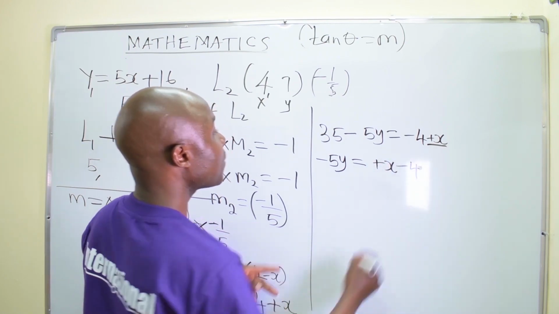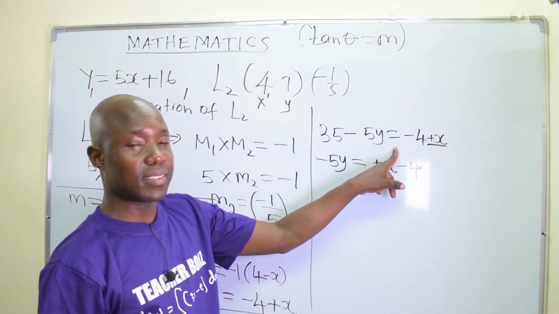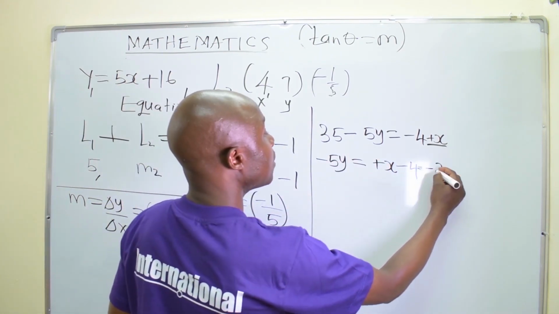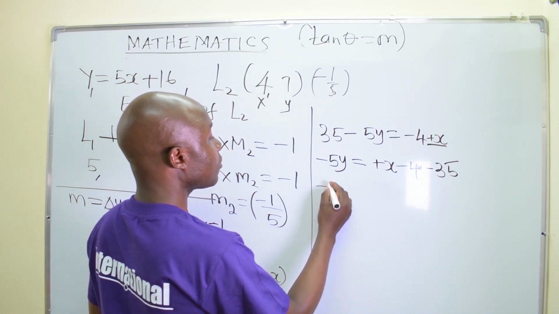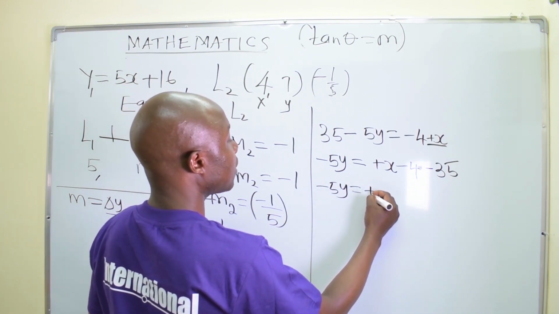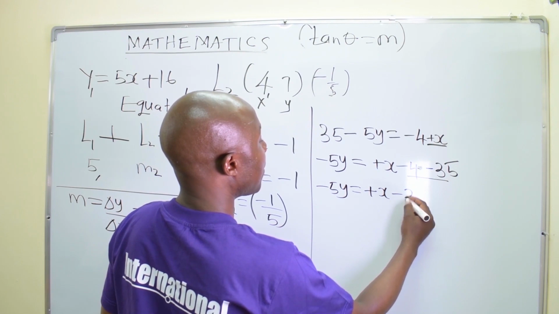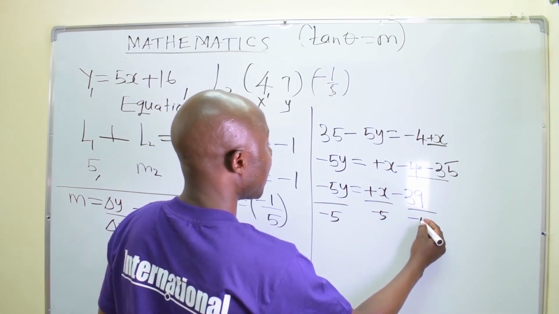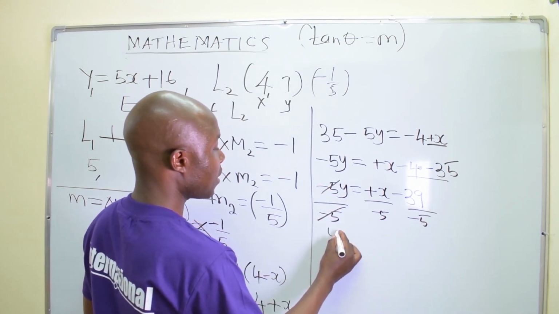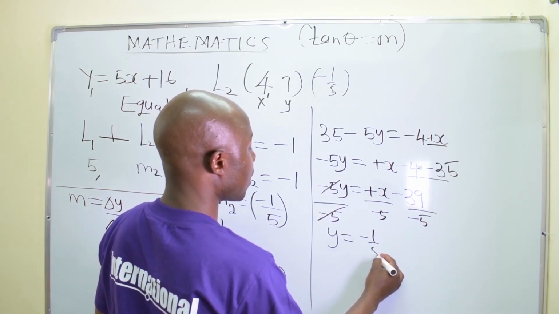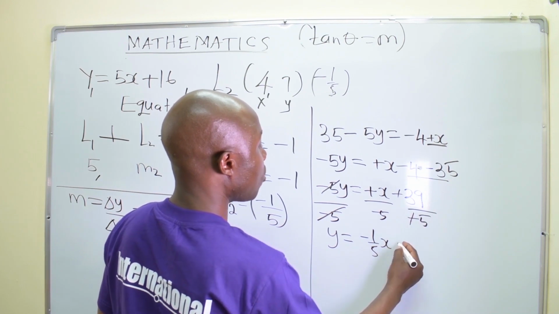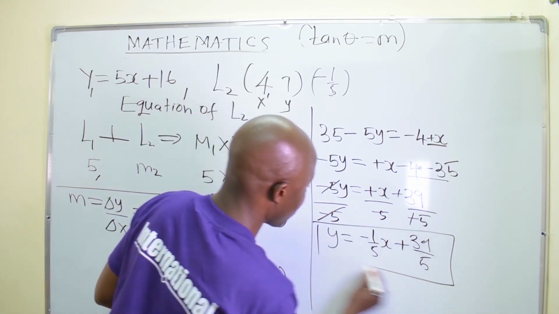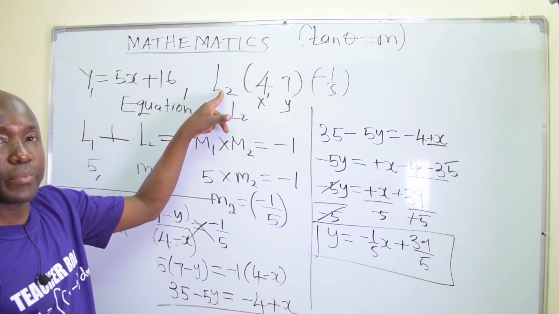When we have a plus and an equal sign, we use the subtractive inverse. We minus 35 both sides. So minus 5y becomes plus x minus 39. Then we can divide throughout by minus 5. So minus 5 will go. Our y becomes minus 1 over 5 x, negative goes, plus 39 over 5. So this is the equation of our line 2.